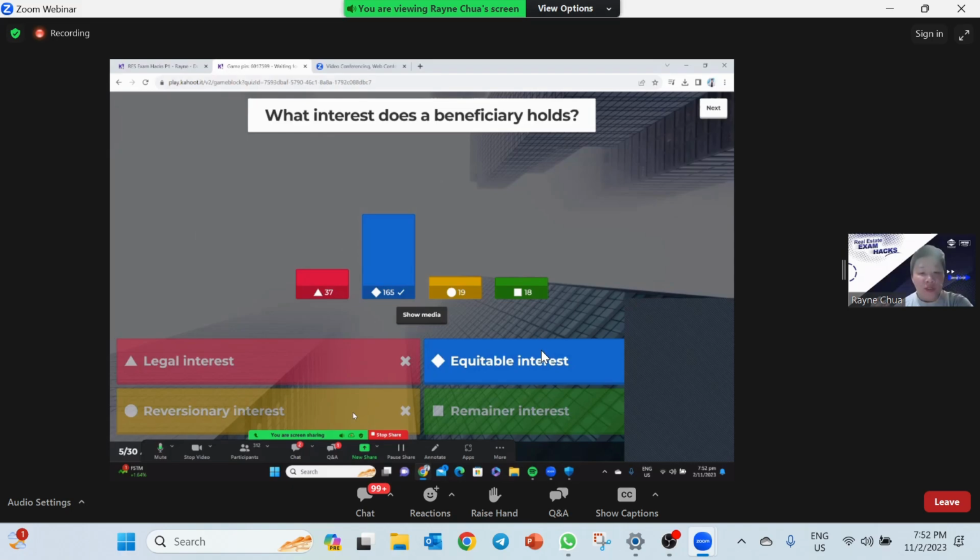So at the end of the 99 years, at the end of this 99-year leasehold, the Far East Organization will actually take back the interest again. So in this way, they hold a reversionary interest, okay? Right, so how about remainder interest?